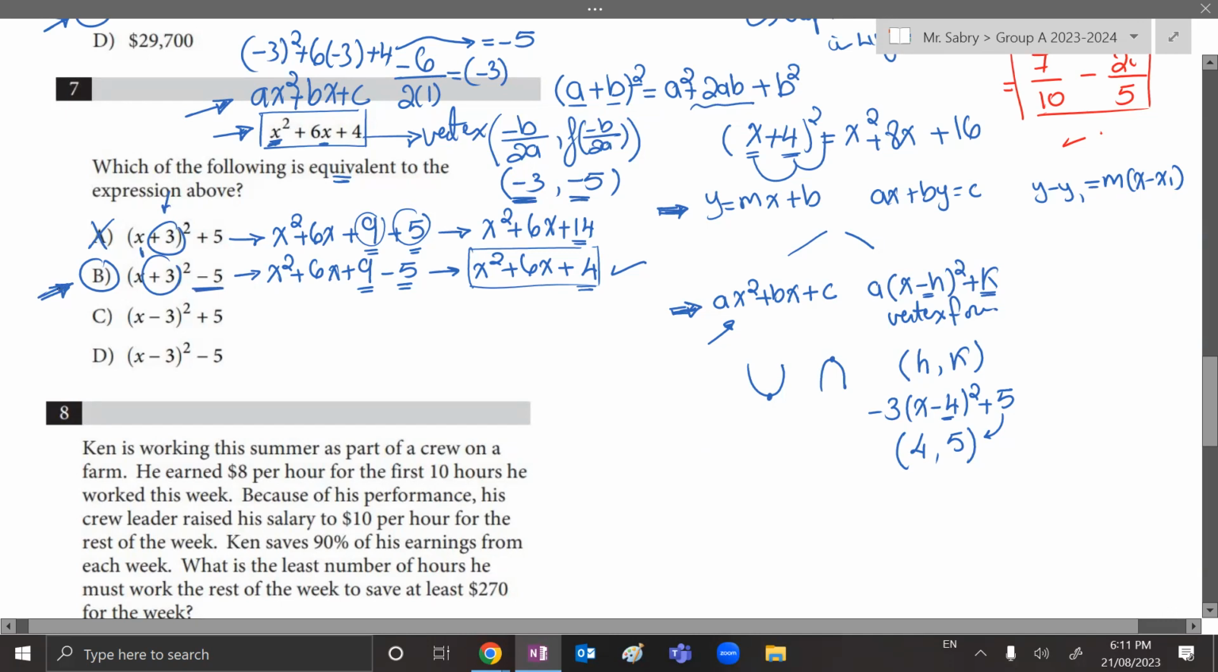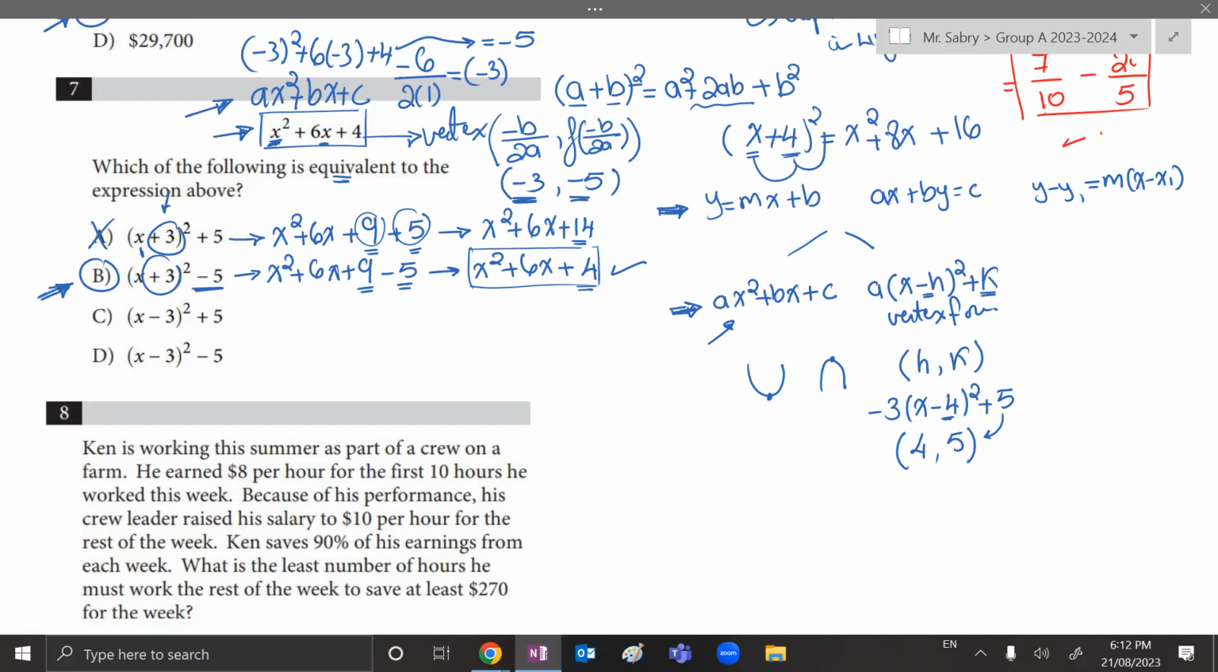So let me represent the whole thing again. There are two methods to solve this. We either expand the equations or the options down there, the choices, and we figure out which one of them is equal, or we use the idea of the vertex.